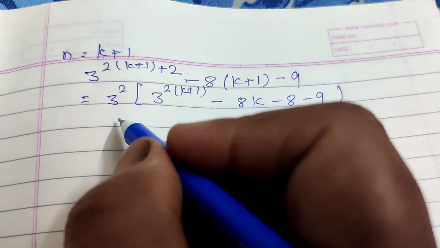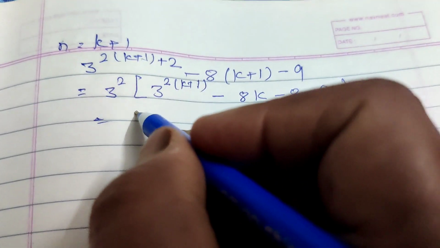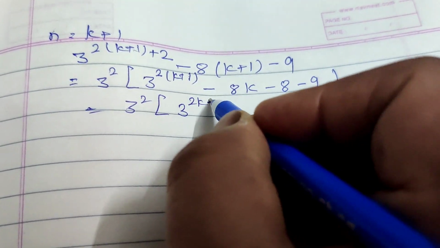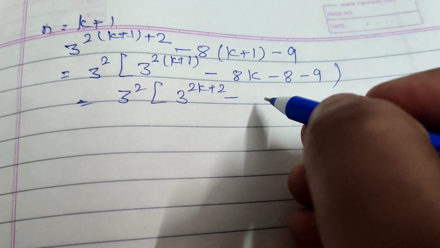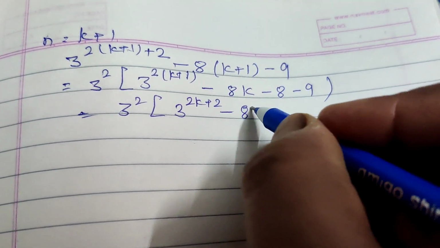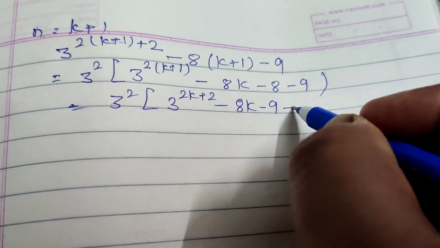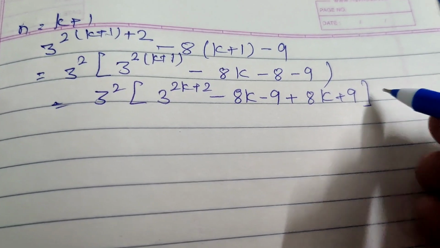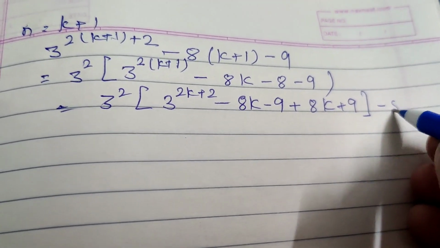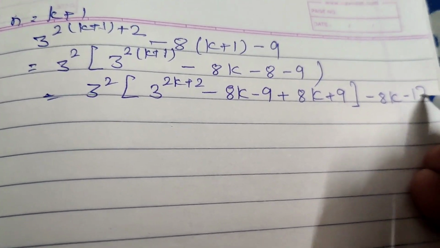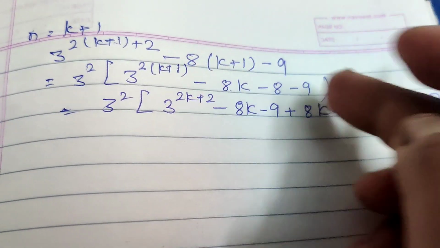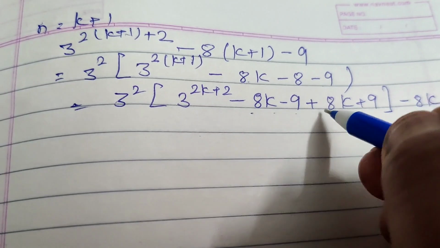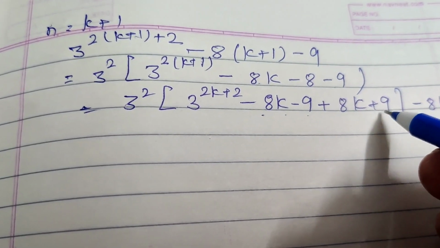Now, to 3 raised to power 2k plus 2, one time we add and subtract the same number. First this will subtract and add. In the last term, minus 8k minus 17 remains separate. First time subtract 8k minus 9 and add 8k plus 9.